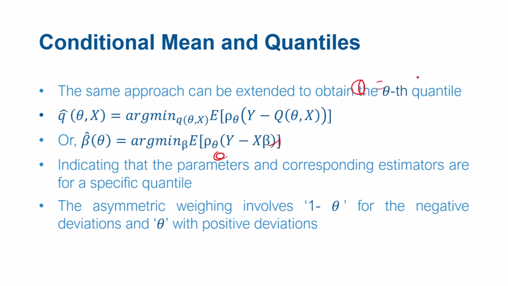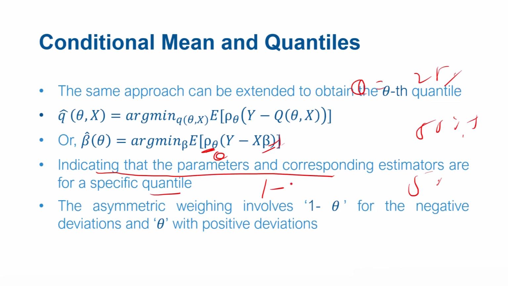For each quantile theta, maybe the 25th percentile, or the 50th percentile which is the median, or the 5th percentile, you get different estimates. This indicates that the parameters corresponding to each estimator are quantile specific. And recall, as per this check or loss function, the magnitude of negative errors was multiplied by 1 minus theta, and positive errors were multiplied by theta. You minimize this scheme, and when you do, you get the quantile specific coefficients or estimates.